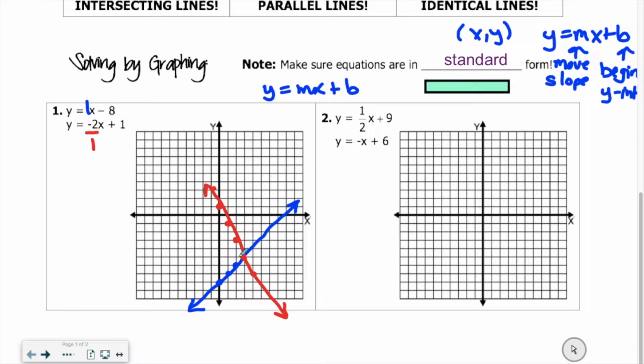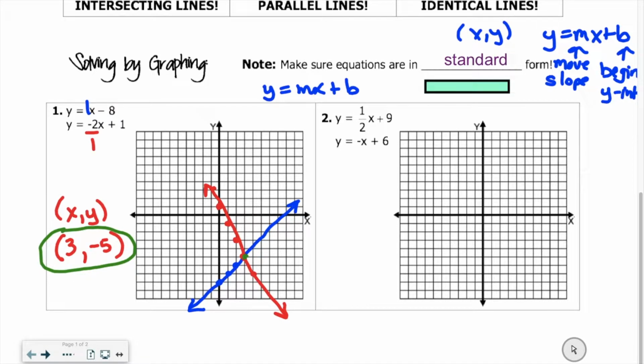So when you want to actually state the solution, you need to state it as an ordered pair. So x comma y. So we're going to go over 1, 2, 3. So that's a +3. And then we go down 1, 2, 3, 4, 5. So 3, -5 is our solution. And you always want to put a box around it or a circle around it so that you are showing that this is your solution to your intersecting lines.